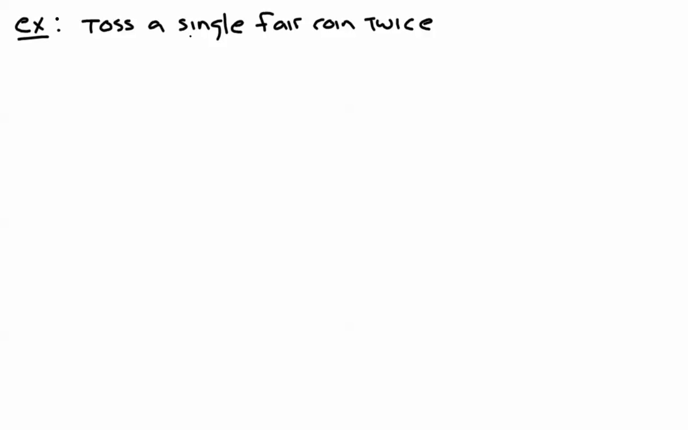We'll toss a single fair coin twice. Previously, we've done an example where we tossed two fair coins once. This time we're going to toss a single fair coin twice, and we're going to observe heads and tails.